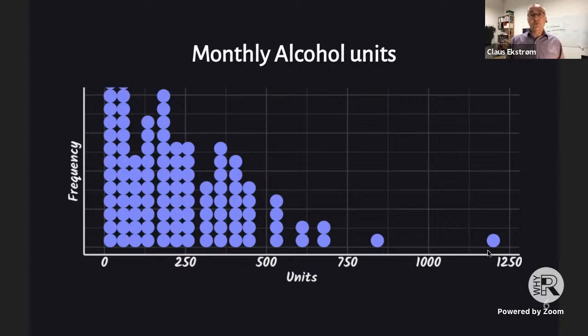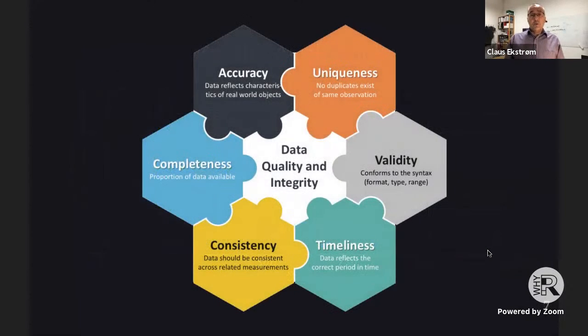So let me show you some examples. But before we go to the example, let's recap what we actually mean when we talk about data quality. There are various aspects that we could consider. For example, we don't want individuals to be duplicated in the data set, so they should only be included once.